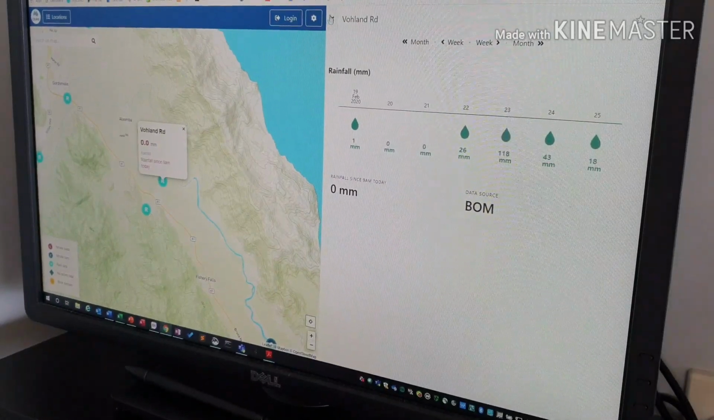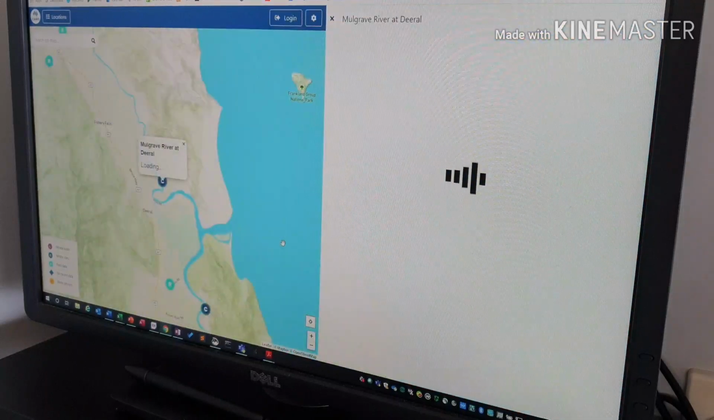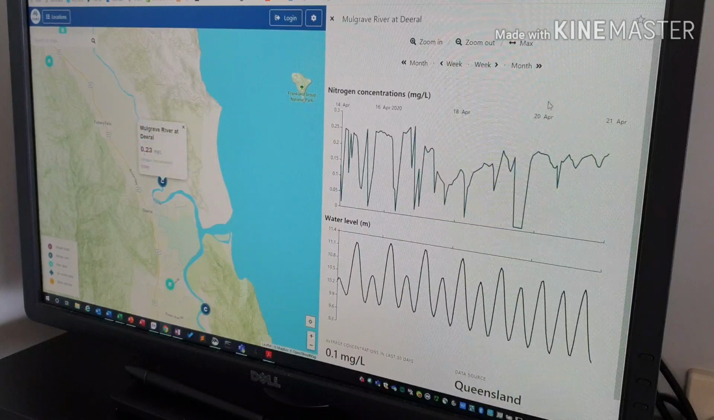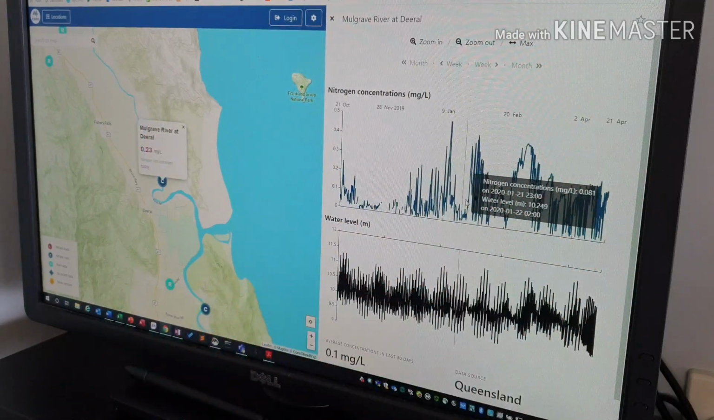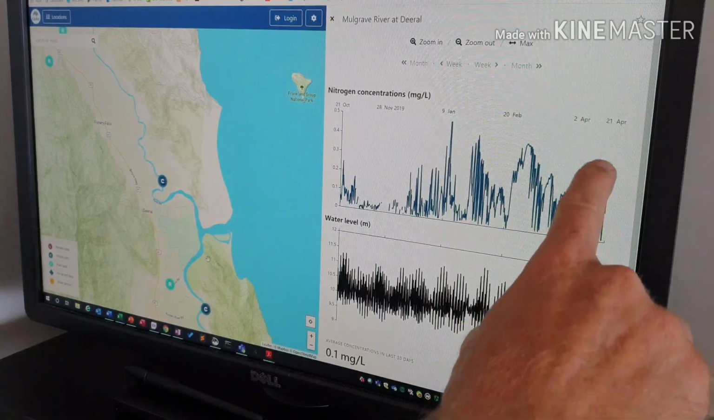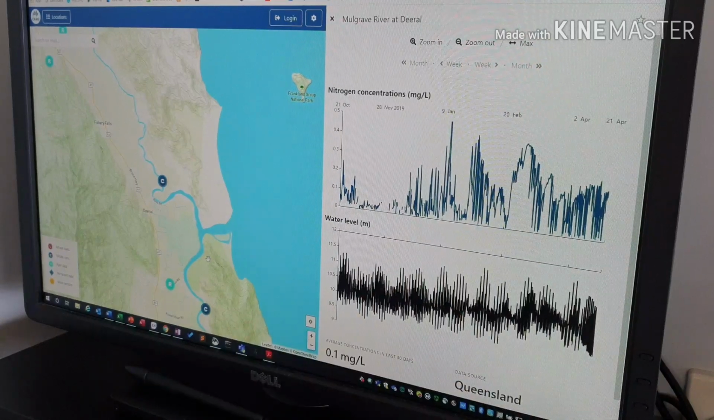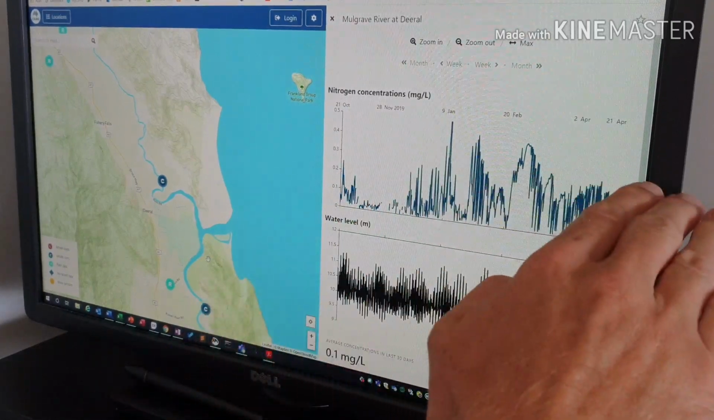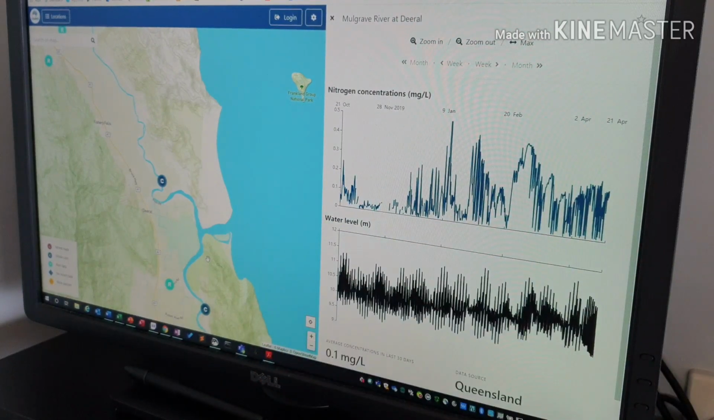So if we close that and we go back to the Mulgrave River sensor, we can have a look at those spikes in the data that we've just been talking about when we click on the max extent, and see how it lines up with the rainfall. We don't see an increase in the nitrate levels as the wet season gets right towards the end. So what we're seeing as the wet season progresses is that the nitrate spikes are getting lower with the rainfall runoff events.